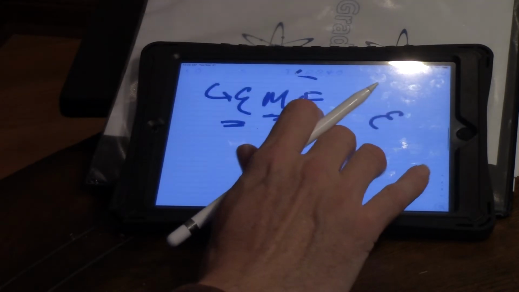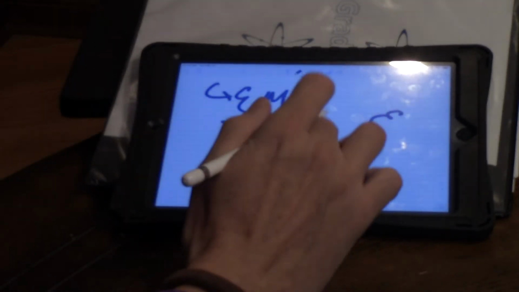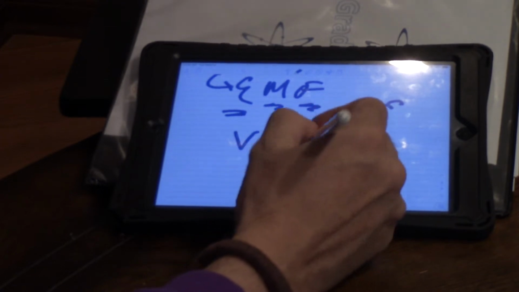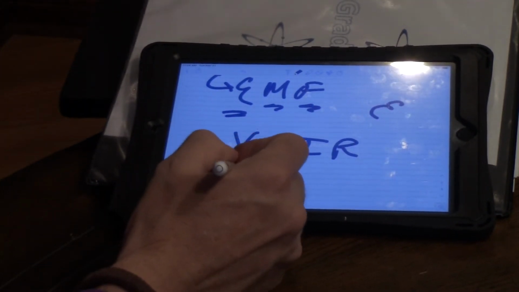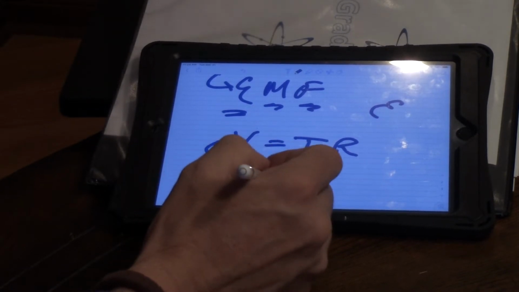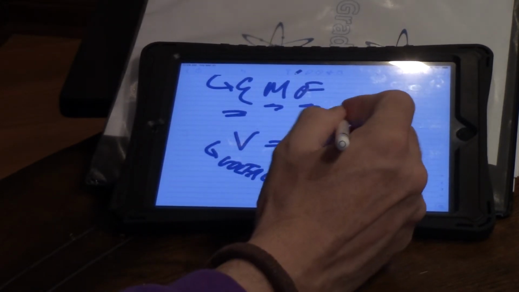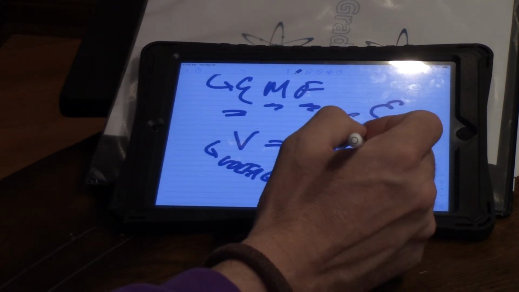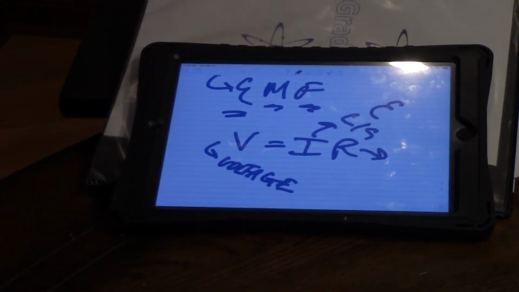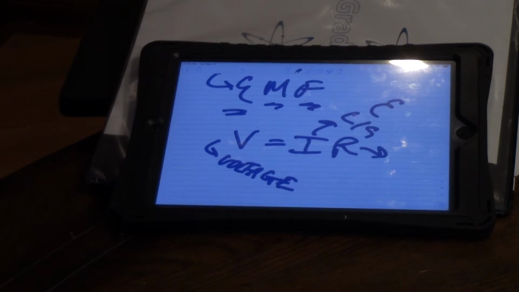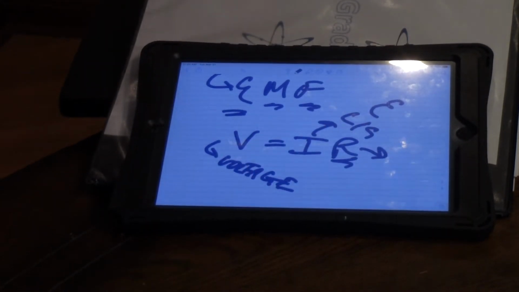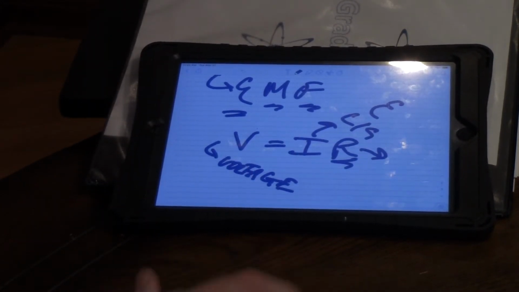So the other big equation, we'll talk more about this tomorrow, is V equals I R. V is your voltage, I is your current, coulombs per second, and R is your resistance. Resistance is basically, if you think about electrons moving through a hallway, how difficult it is to make those particles move through the hallway.